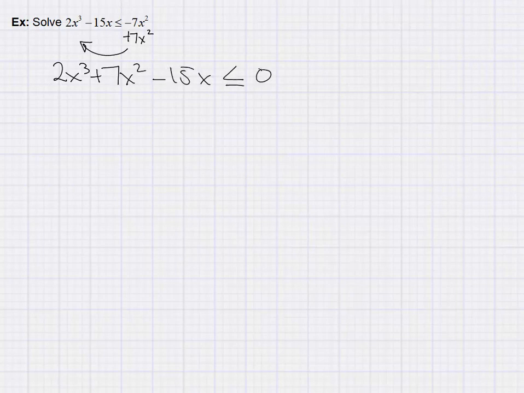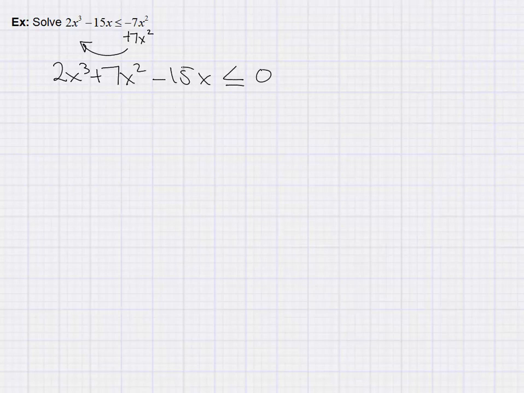So here is a polynomial inequality. We need to solve this polynomial inequality. So first thing is make sure it's equal to 0. So what I'm going to do is add this 7x squared to both sides. So I'm going to get 2x cubed plus 7x squared minus 15x is less than or equal to 0.